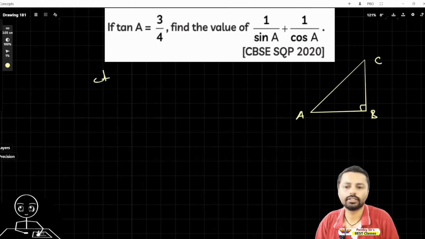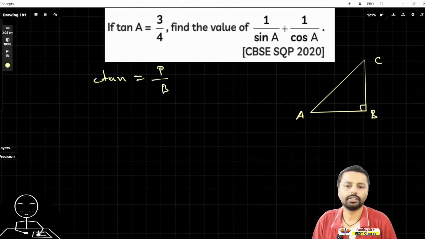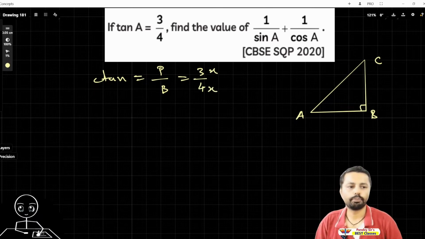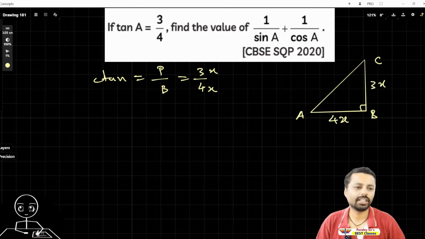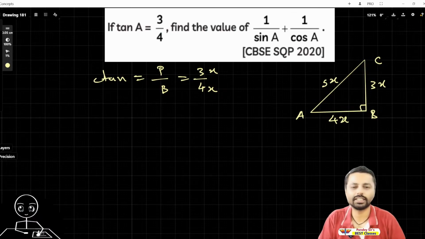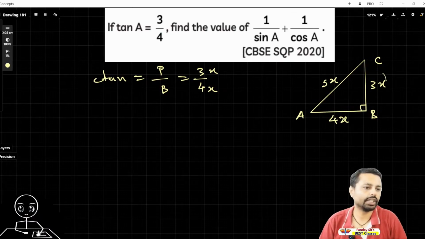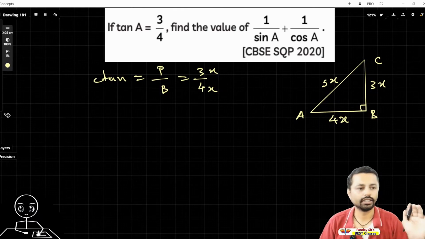Now what is tan? Tan equal to P by B. Okay, that's 3 by 4. Let's call it 3x by 4x. So let's call this one as tan A. So P will be this 3x, B will be 4x. Okay, and we have solved already, so it will be obviously 5x. Or you can do that Pythagoras theorem, 3 square plus 4 square.